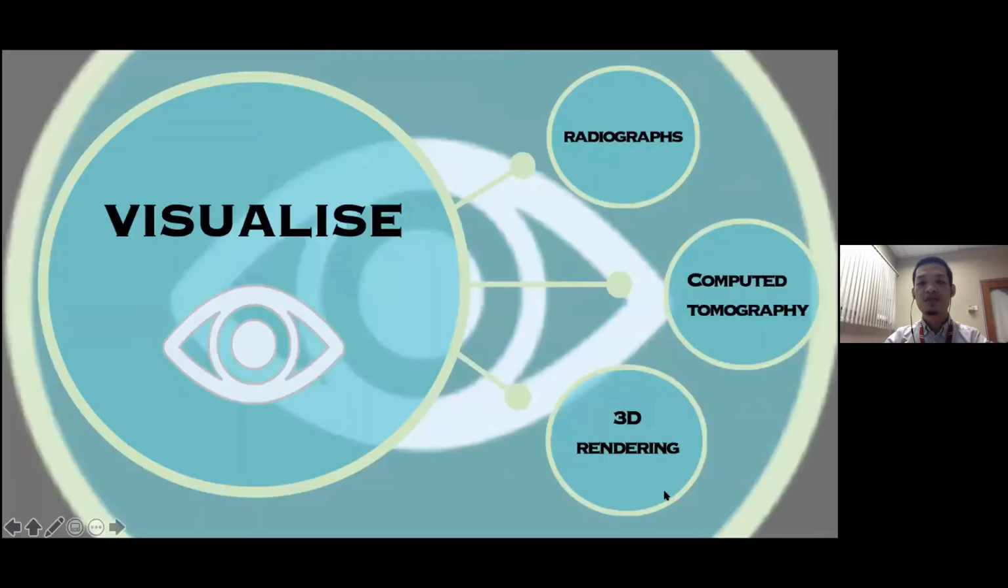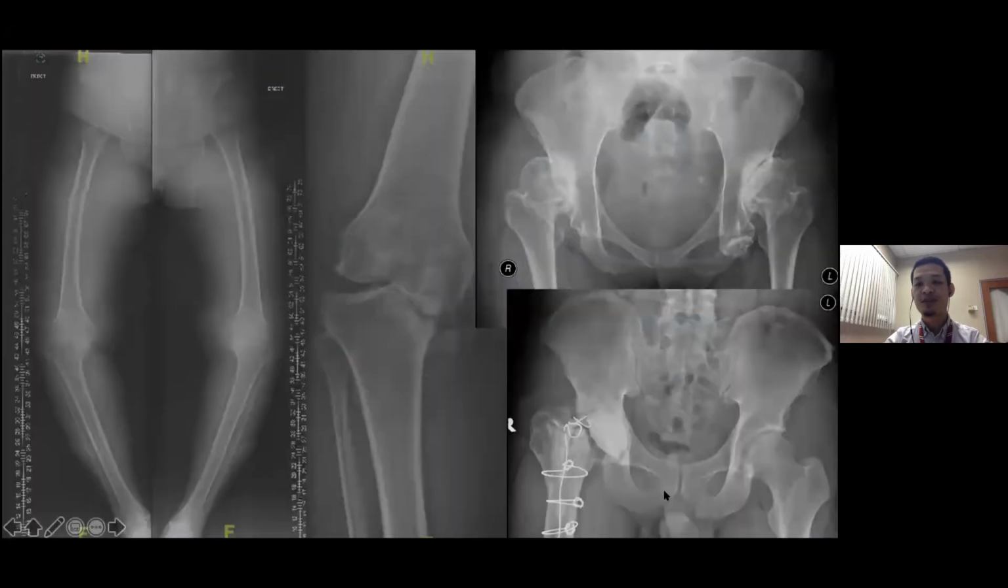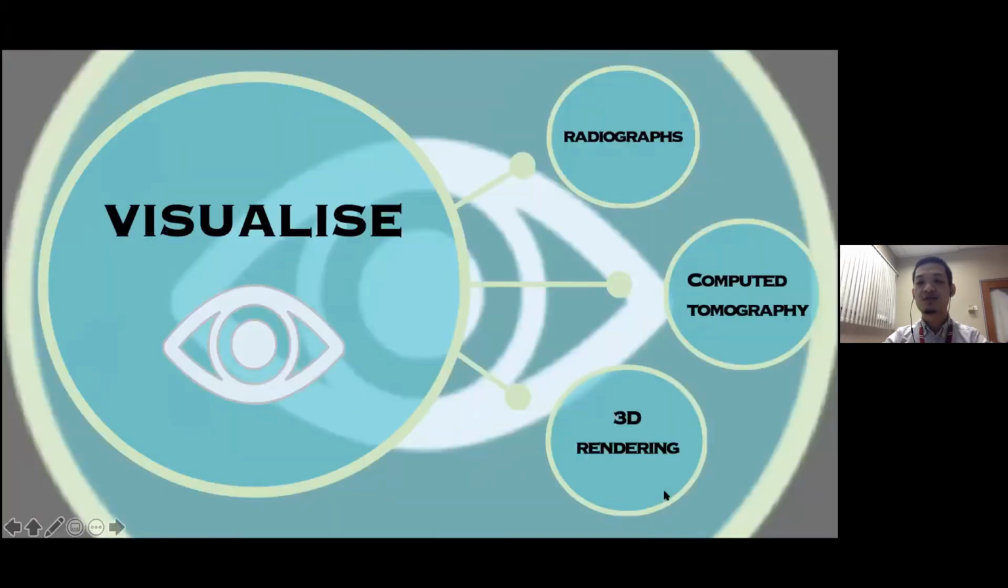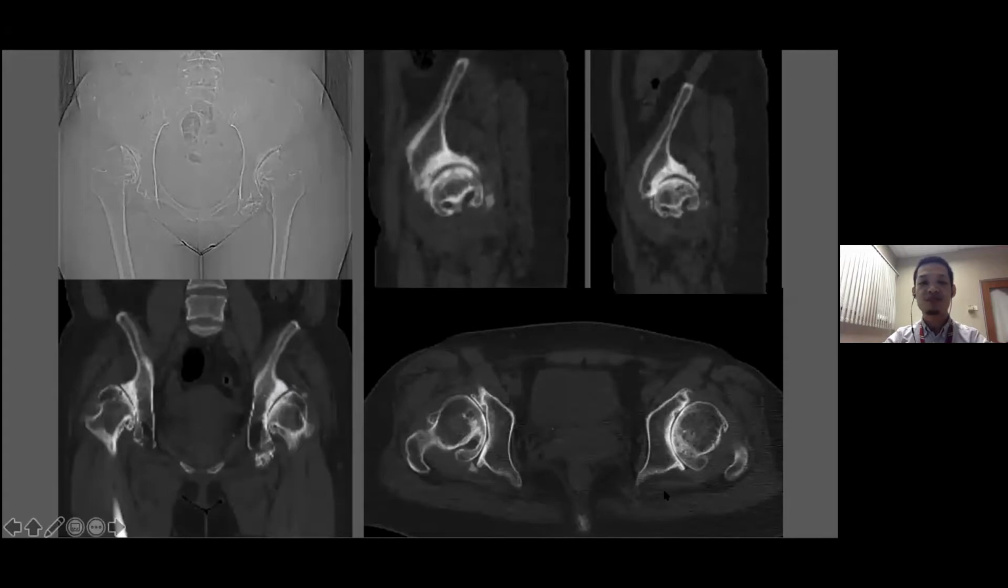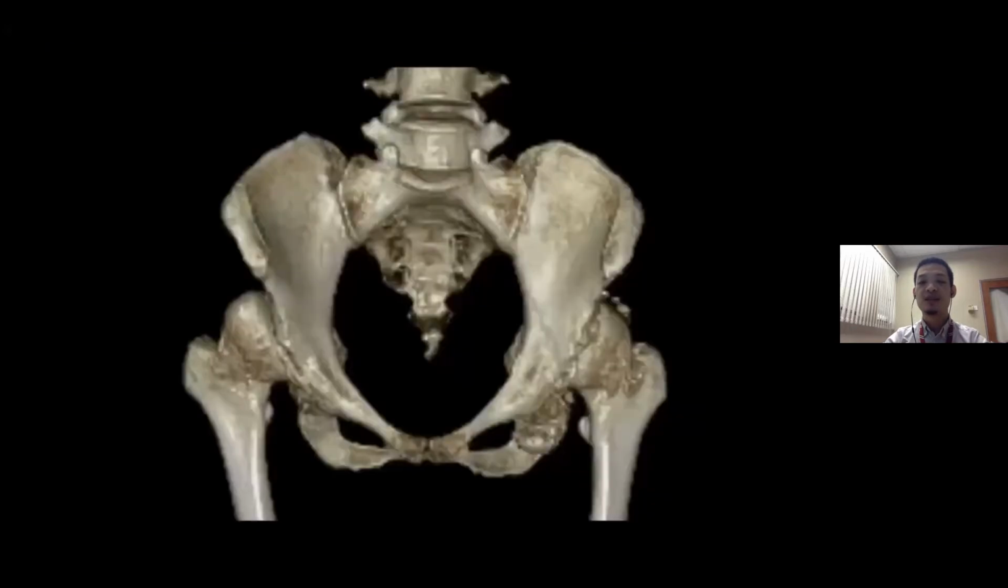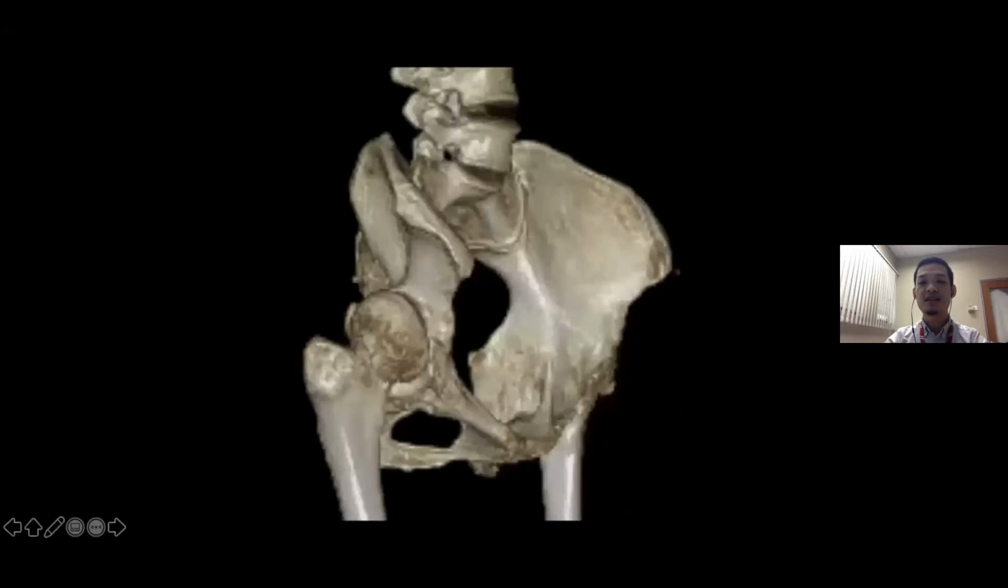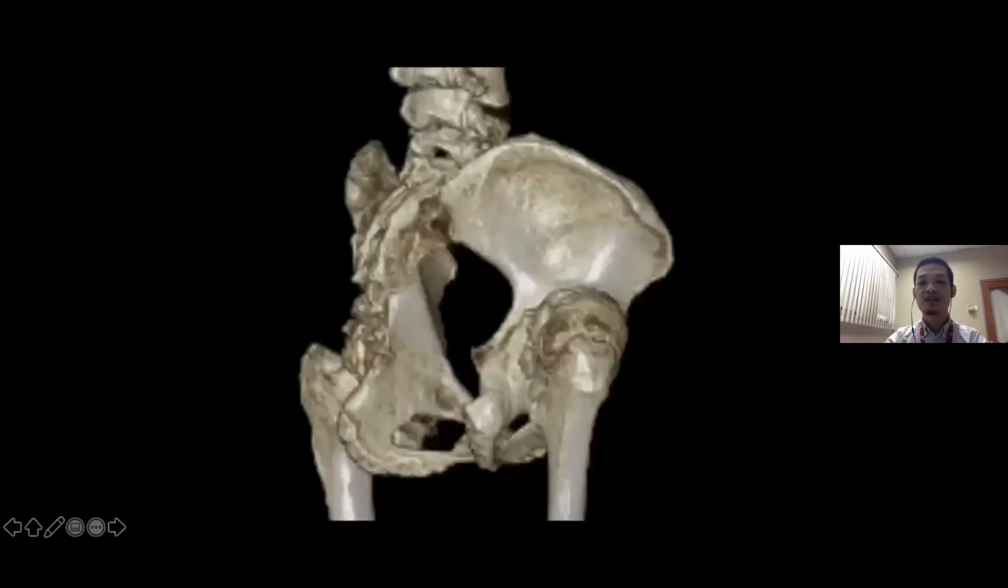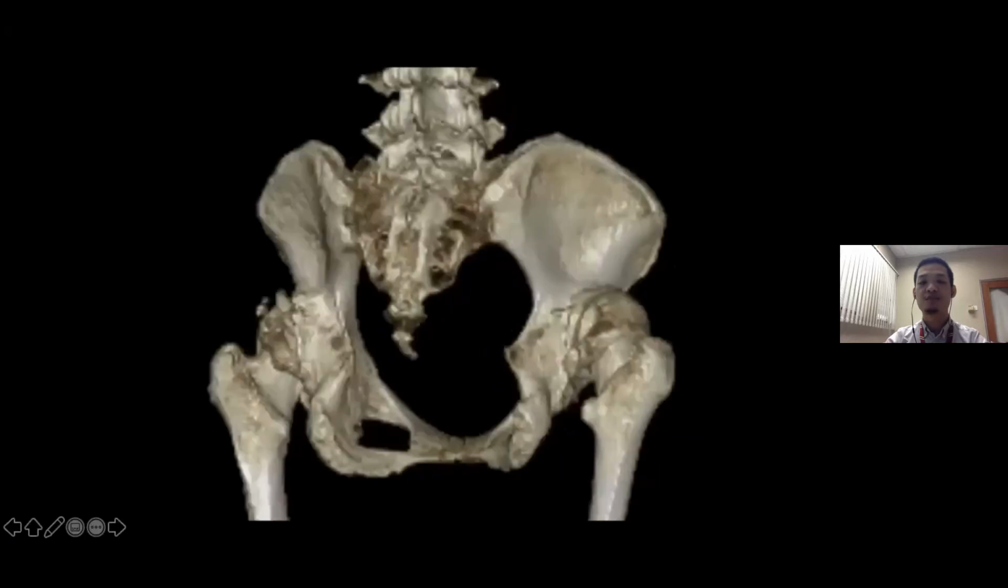So the point of imaging in orthopedics, the first is we need to visualize. We've got radiographs, as you can see here, which give us a 2D idea of the deformities of patients. But 2D representation sometimes can be a bit misleading. So they've updated this to CT scans, which are still 2D cuts, but you can render them to 3D, as you can see here, and it gives us a clearer idea of what deformities patients come with and how to tackle them.